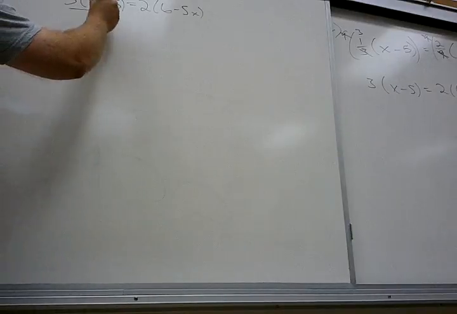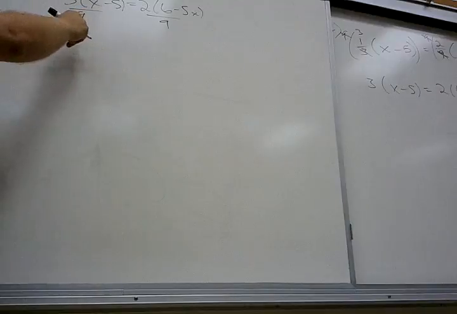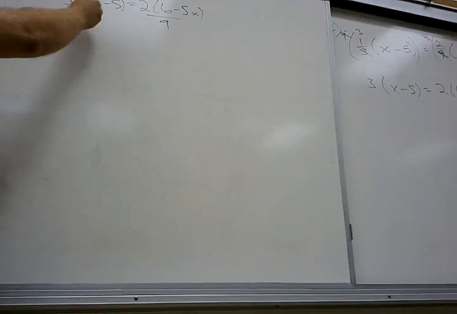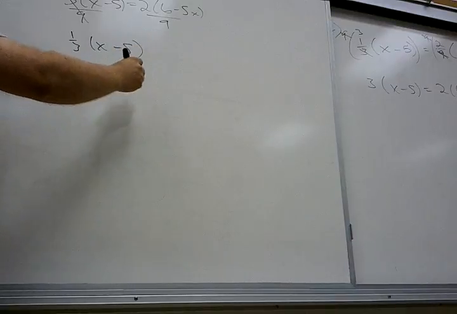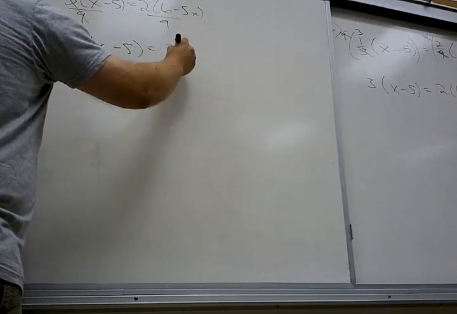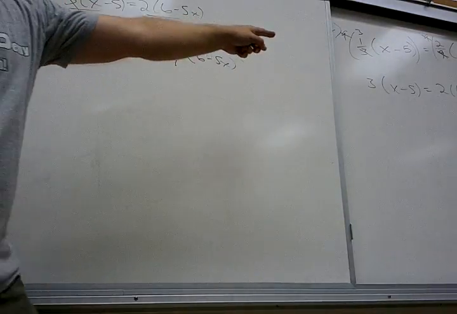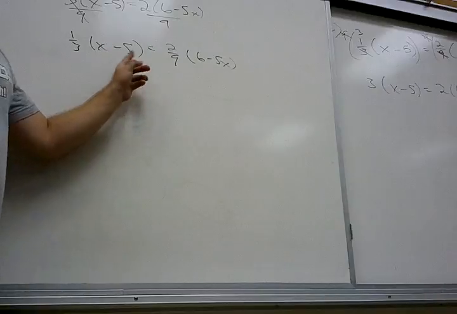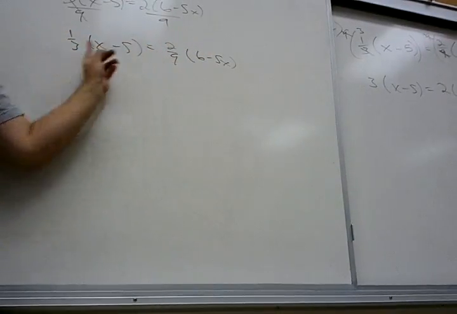If I divide both sides by 9, what happens here? That becomes 1/3. So it'd be 1/3 x minus 5. What happens here? Do they cancel at all? Nope. So it's 2 ninths, 6 minus 5x. So I took something that was nice and I divided by 9 to make it ugly. So how do I save it again? How do I bring it back to being nice? I multiply by the 9.